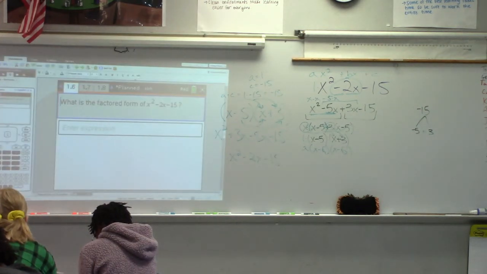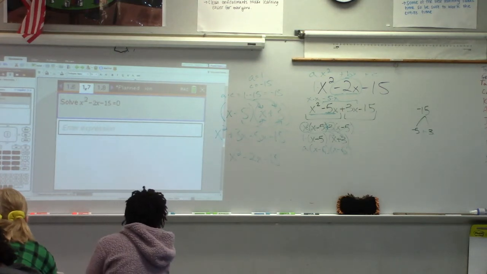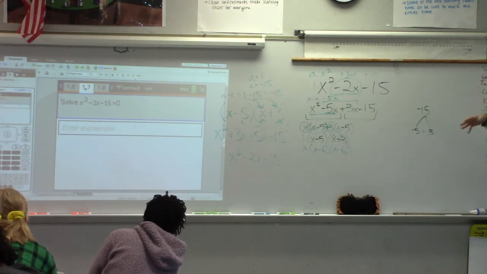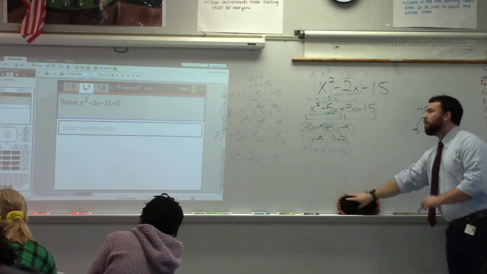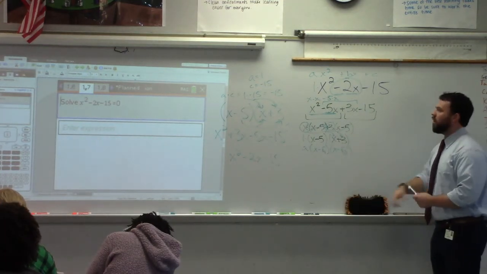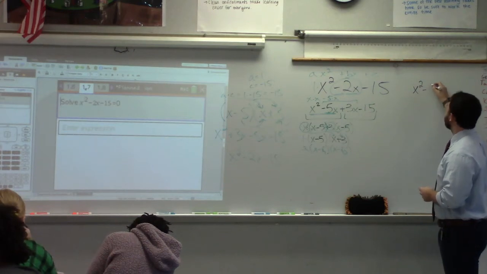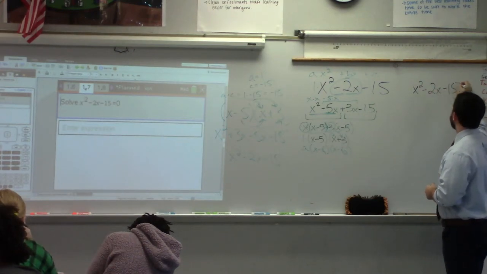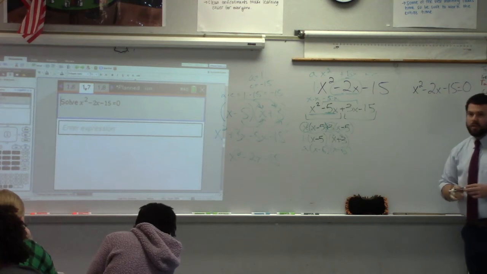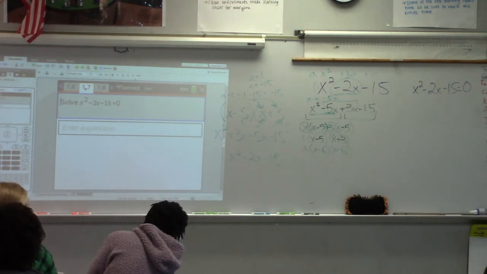So now this goes to what Hudson was asking earlier. He said, are we done there? If I ask you to factor, once you get factored form, you're done. But this is asking us to solve that equation: x squared minus 2x minus 15 is equal to 0. So remember, this is that first method we've been talking about to solve a quadratic in standard form.